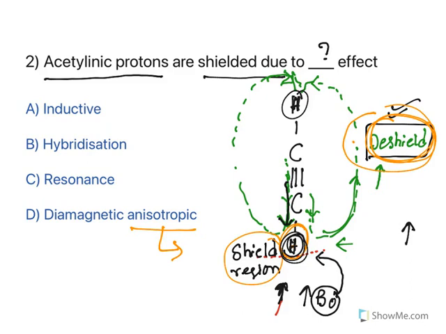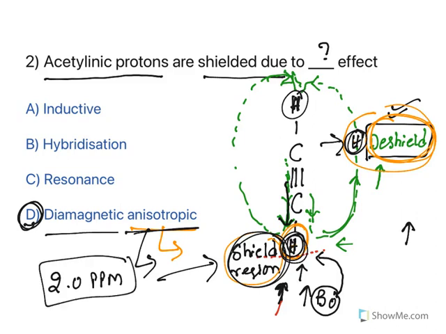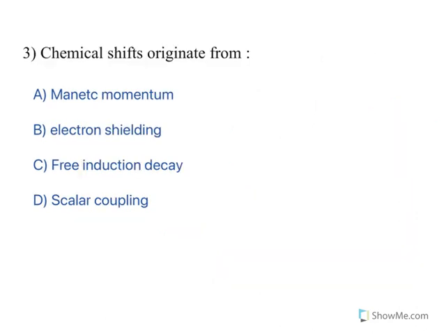So acetylenic protons are shielded due to which effect? It is known as diamagnetic anisotropy. Anisotropy means the orientation of the proton at different places will have a different effect. If the proton is here, it will be shielded. If the proton is here, it will be deshielded. If it is here, it is shielded. So this depends upon the orientation of the proton, and that effect is known as the anisotropic effect. In the case of acetylenic protons, they will be shielded. Shielded protons will be closer to tetramethylsilane and the values will be around 2 ppm. The delta values will be near 2. So the option is diamagnetic anisotropy. Moving to the next one.